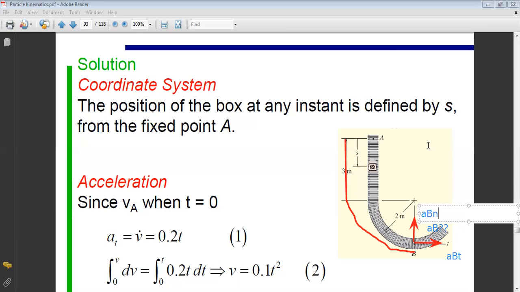First, if I want to find aB normal, what is the formula? What is the formula for aB normal? It is vB squared over the radius of curvature. The radius of curvature is the radius at B, but you know that it's a circle. Because it's a circle, the radius of curvature is equal to the radius, which is 2. So I know that aB normal is vB squared over 2. Okay. Now I still need to find the velocity at B. Who will tell me how to find the velocity at B? What should I do?